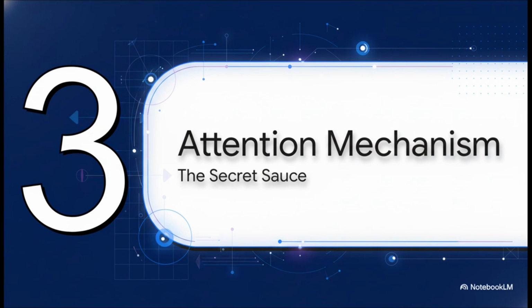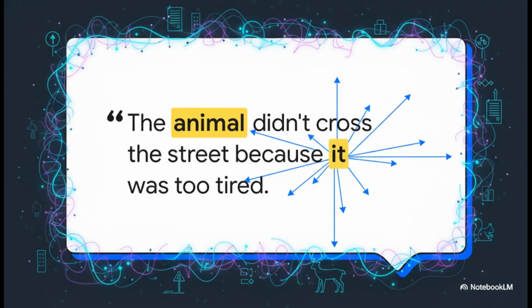Okay, so how in the world does a model look at everything at once without its brain just melting from confusion? Well, that's where we find the real secret ingredient. It's a brilliant mechanism called self-attention. Just look at this sentence for a second. How do you know that the word "it" refers to the animal and not the street? Your brain just does it instantly. You don't even think about it.